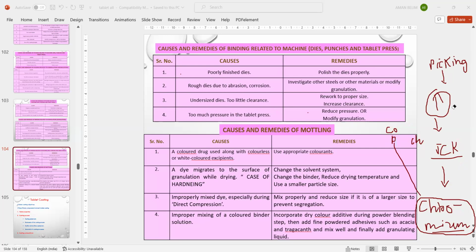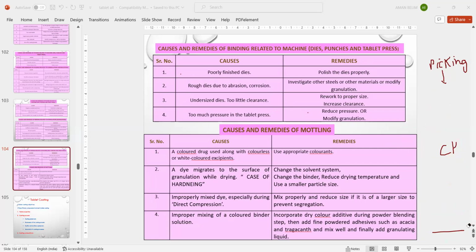So what is sticking? Sticking is simply when your tablet gets stuck to the die wall. That is known as sticking. And how can we remove it? By adding an anti-adherent.